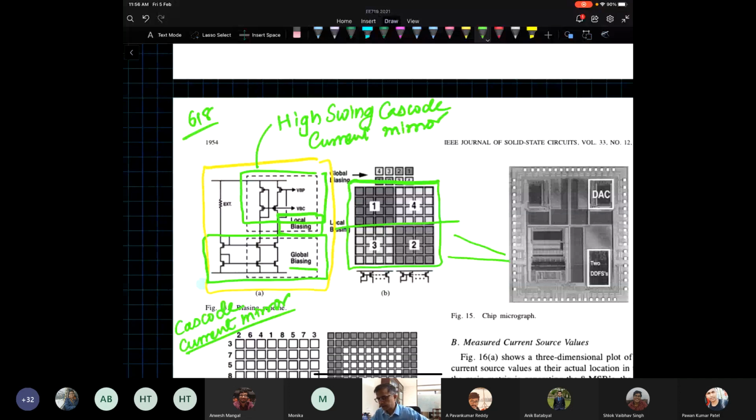So for the global biasing, basically you have one single current input and you create n copies of that current on top right here, which is for global biasing, and each one of them will go to different locations in the center of the cell, and then from that center of the cell you locally bias multiple regions. Okay, that's what you're doing.